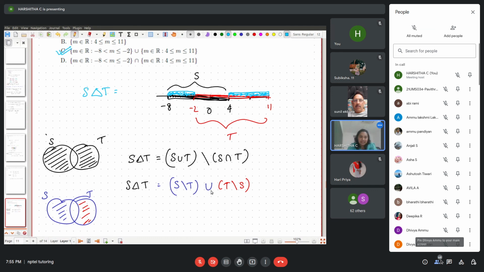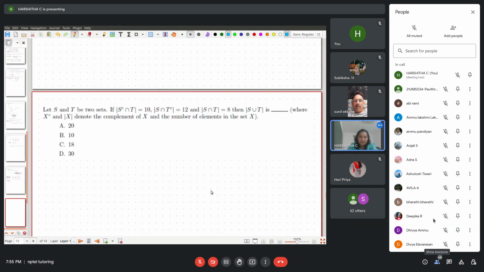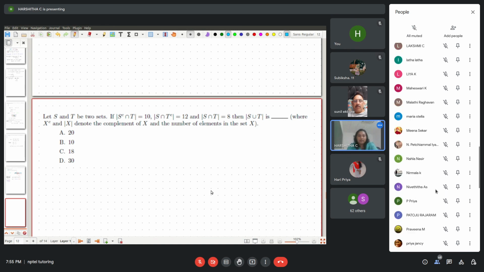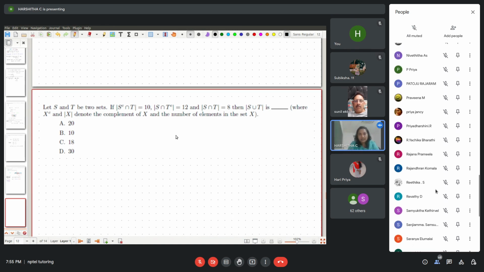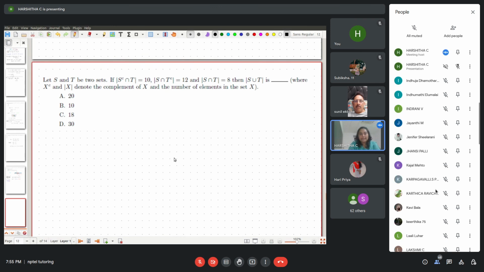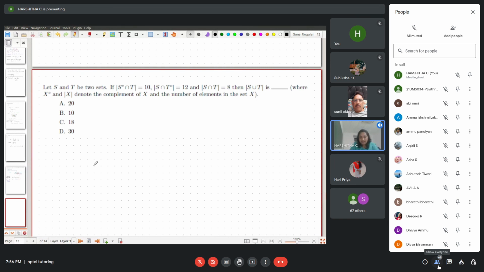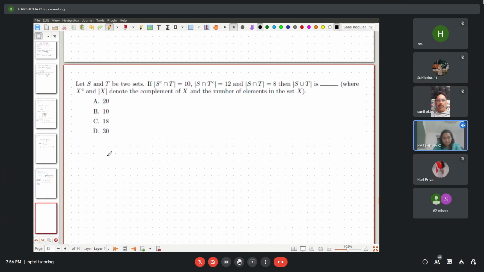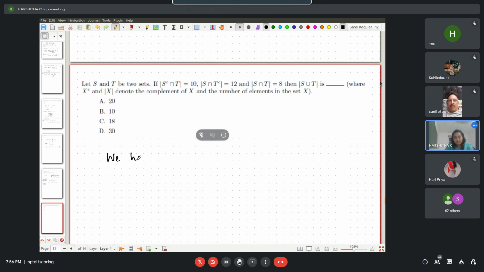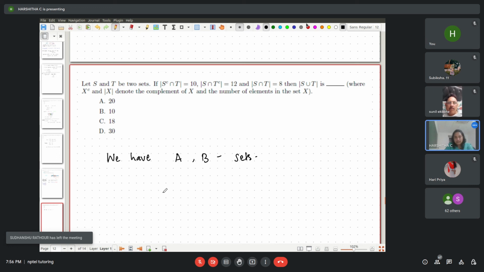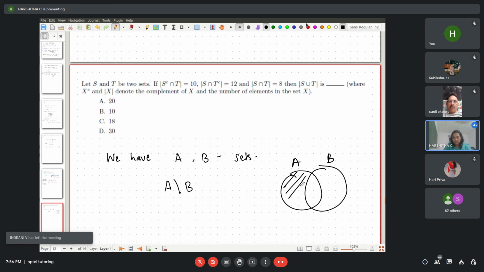Okay. So let's move on to the next question. One more thing. Suppose you have two sets A and B. So what is A minus B? You know that it is all elements of A and you're removing elements of B. So we have A, B, this portion.